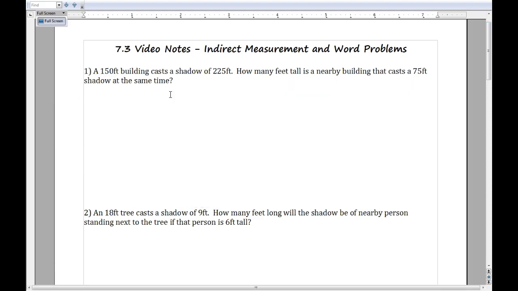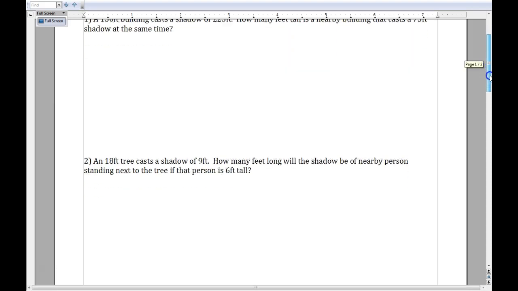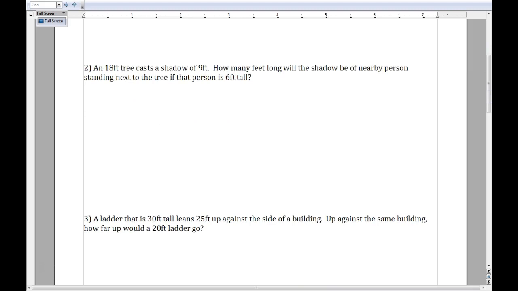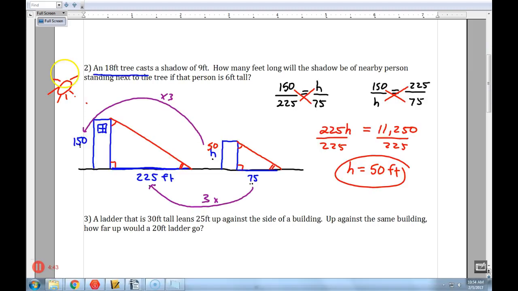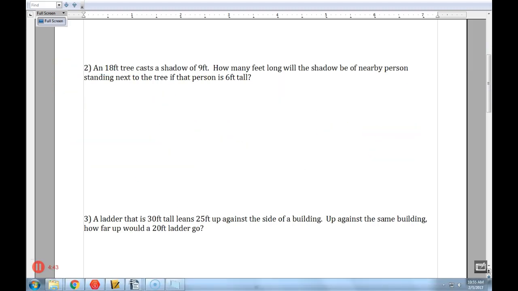So let's move on down to the next problem. An 18-foot tree casts a shadow of 9 feet. Now I notice right away these numbers are pretty nice. So I have a tree that is 18 feet. I have a shadow which is 9. So right away those two numbers jump out at me that I see a 2-to-1 relationship between the height and the shadow: the height is twice as long as the shadow. So I should be able to use that for the next part.